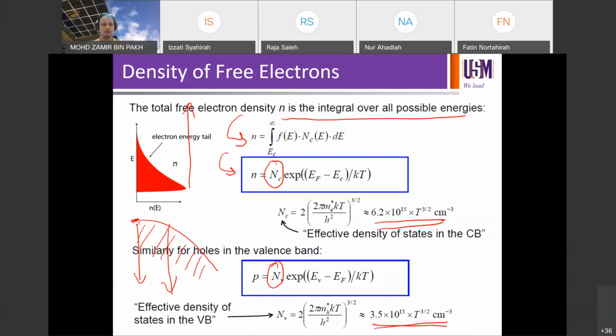I've seen repeated errors by students last time when they wanted to calculate a hole, for example, but they forgot to switch the NC to NV and FE to 1 minus FE, and they ended up getting results that do not make sense. So these are the values that you have to bear in mind: 6.2 times 10 to the 15 times temperature to the power of 1.5, and 3.5 times 10 to the 15 times temperature to the power of 1.5.